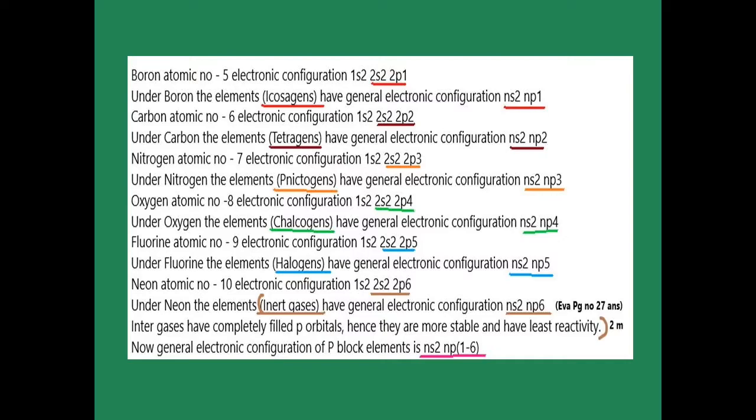Inert gases have completely filled p orbitals, and they are more stable. More stable means they never give or gain electrons, so they have least reactivity. Reactivity is based on the gain and loss of electrons. So here there is no gain and no loss of electrons, so they have least reactivity. The general electronic configuration for p block elements is ns2, np1 to 6.